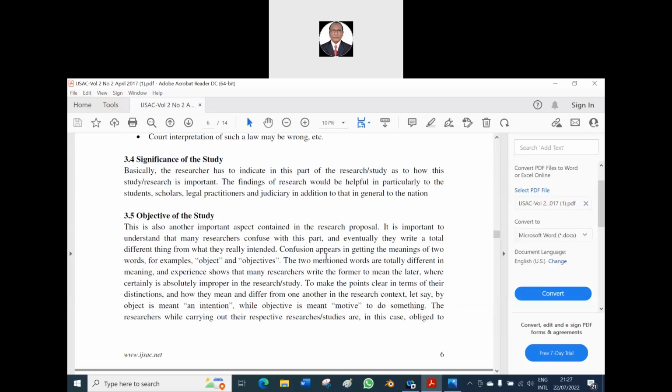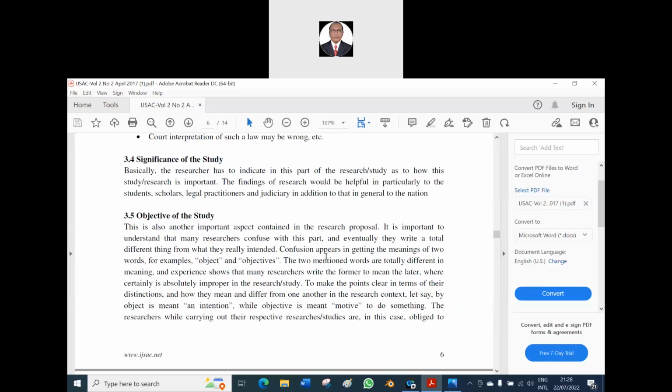All this you have to make very clear in your proposal itself, because the proposal is the sketch of how you proceed. So in the general study, you have to make out what the importance of the research is and who will benefit from your research: students, scholars, legal practitioners, judiciaries, or in general the state. Then that is the significance of the study.